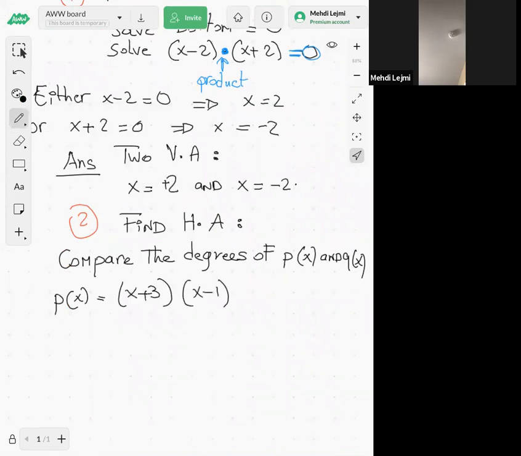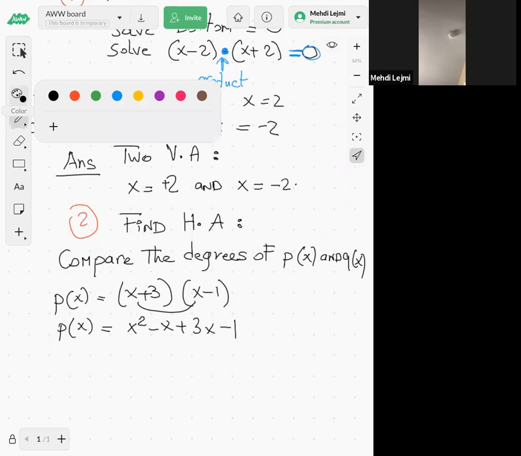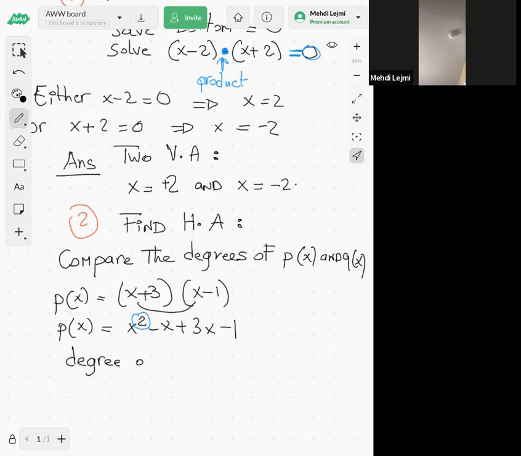So if you expand the P of x, if you distribute x times x, that will be x squared, minus x plus 3x minus 1. So actually the highest power of x is not 1, it's actually 2. Okay, so it's kind of hidden in this factorization. So the degree of P of x is 2. That's the highest power of x.